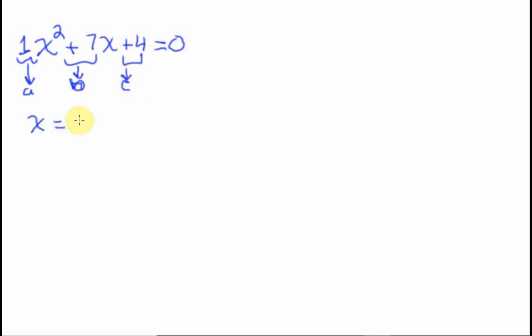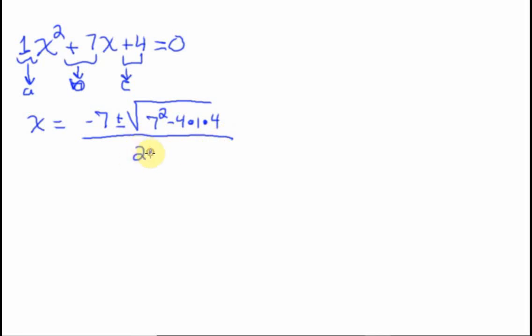Okay, so let's see, the formula says to take the opposite of b, so negative 7 plus or minus the square root of b squared minus 4 times a times c, all divided by 2 times a, or 2 times 1. So I got negative 7 plus or minus the square root of, I'll do this part in my calculator, over 2 times 1. I can do that part without a calculator.